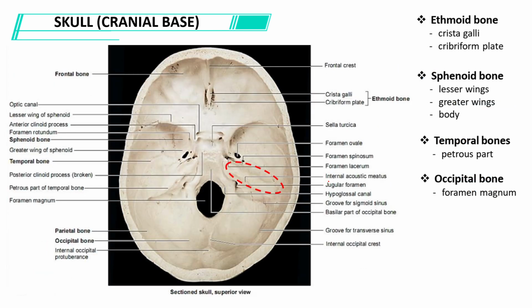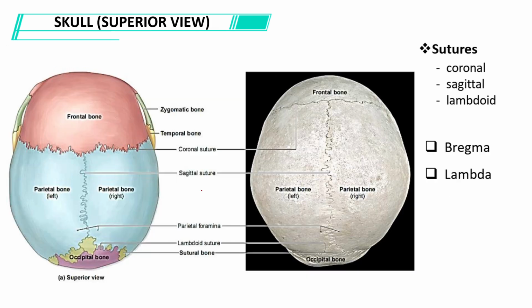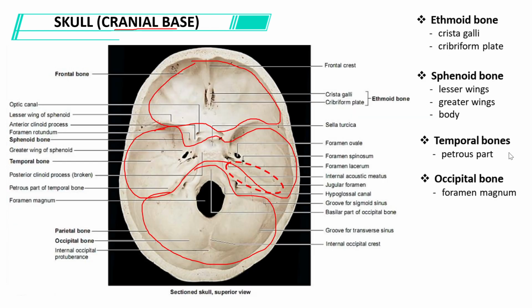And next, if you cut your skull and look inside, you will see something like this. This is called your cranial base. The cranial base is divided into three parts: the anterior cranial fossa, the middle cranial fossa, and the posterior cranial fossa. Let's see each one of them.